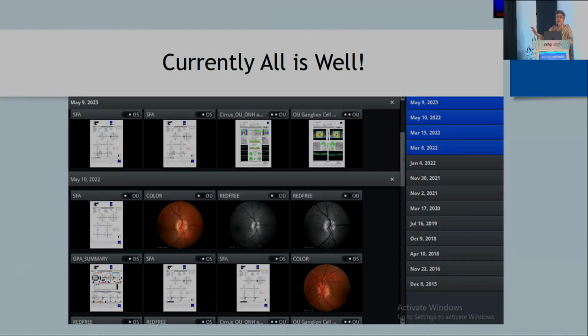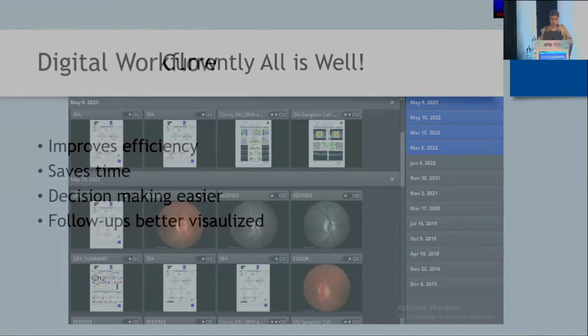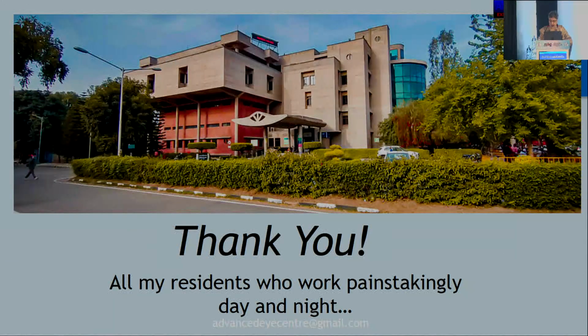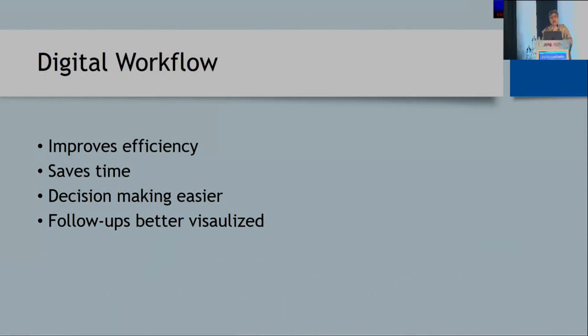Currently all is well. Fields are still fine, pressures are under control, discs are okay, and hopefully she'll remain okay for a couple of years too. So this really improves efficiency. I think it saves time. Decision making is easier because we have everything on one computer rather than sifting through lots of paper, and follow-ups have better visualization.